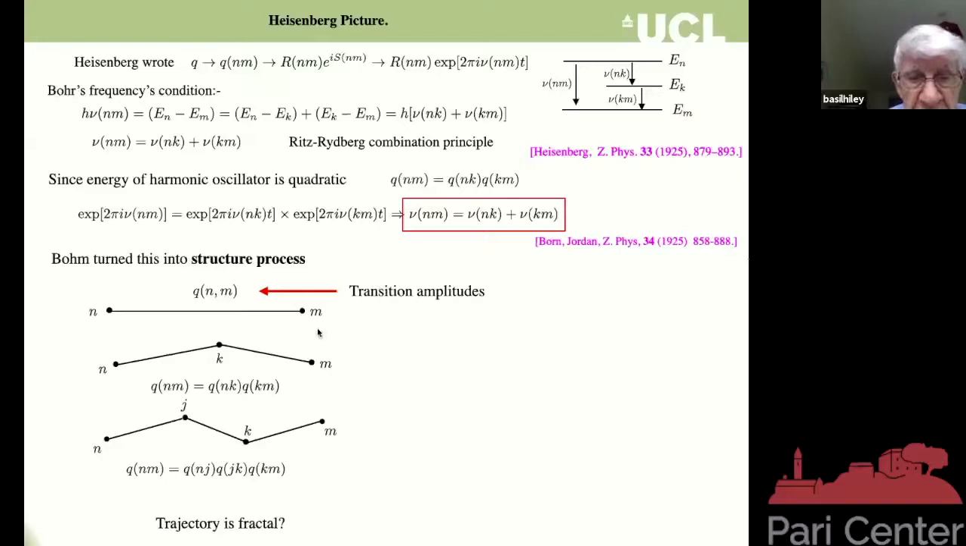Now what Bohm did was to turn this into a structure process. So you can either talk about Q going from N to M, or you can talk about it going through an intermediate state. So in fact, the actual motion, you have to sum over all these. So the actual underlying process that's going on is more like a fractal. And Alan, now you see where the ambiguity is coming in, where your creativity might be coming in. This is just a statistical average of all these underlying processes.